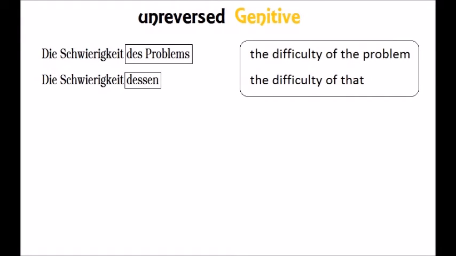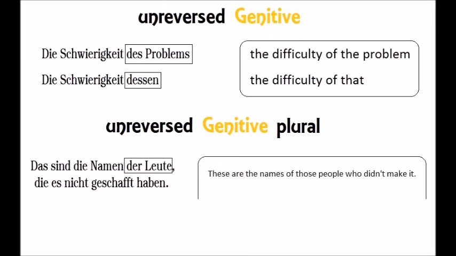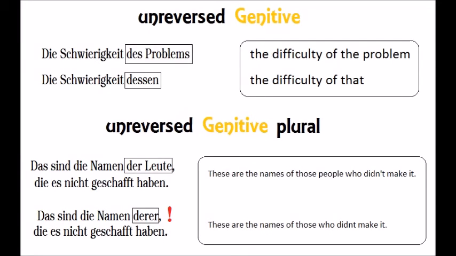To do this in the plural, you need to say derer instead of deren. For example, das sind die Namen der Leute, die es nicht geschafft haben. These are the names of those people who didn't make it. Das sind die Namen derer, die es nicht geschafft haben. These are the names of those who didn't make it.